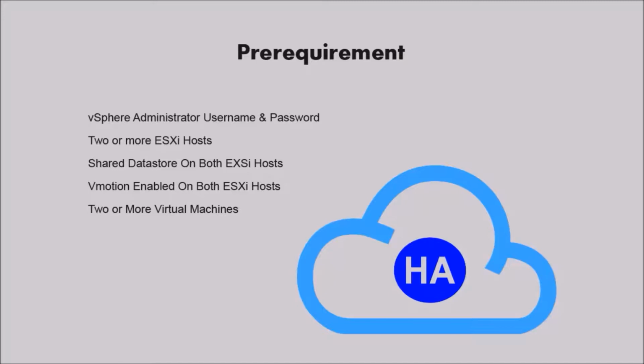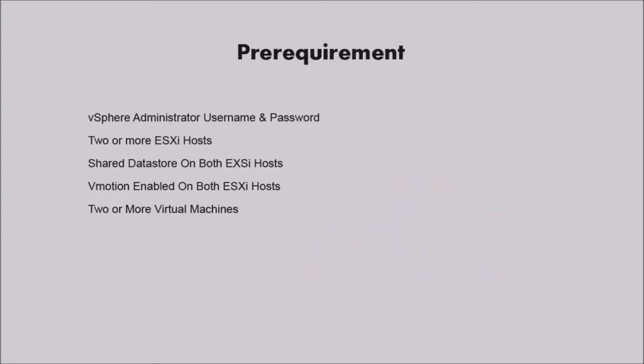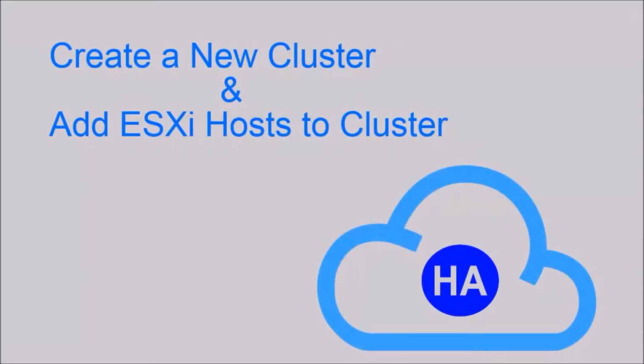2 or more ESXi hosts, shared data storage, vMotion enabled on both the ESXi hosts, and 2 or more virtual machines. Now we're going to create a new cluster and add ESXi hosts to that cluster.